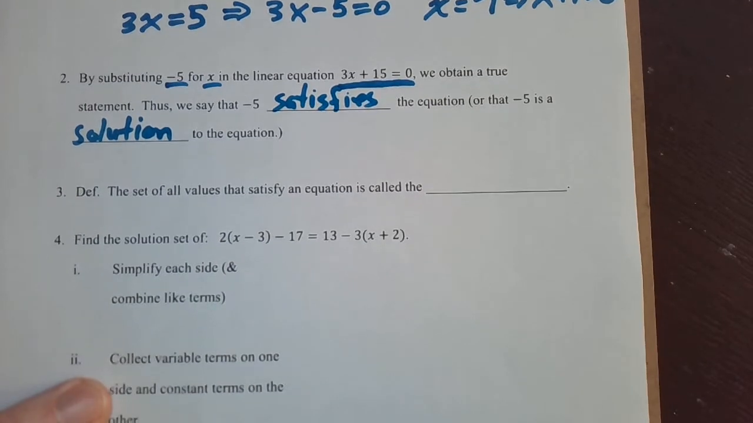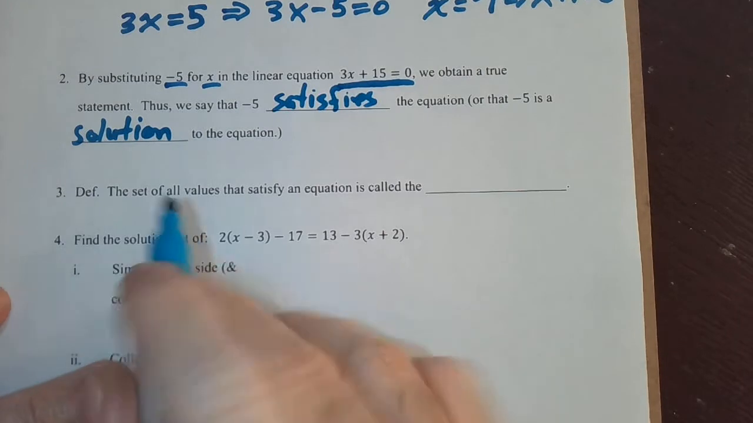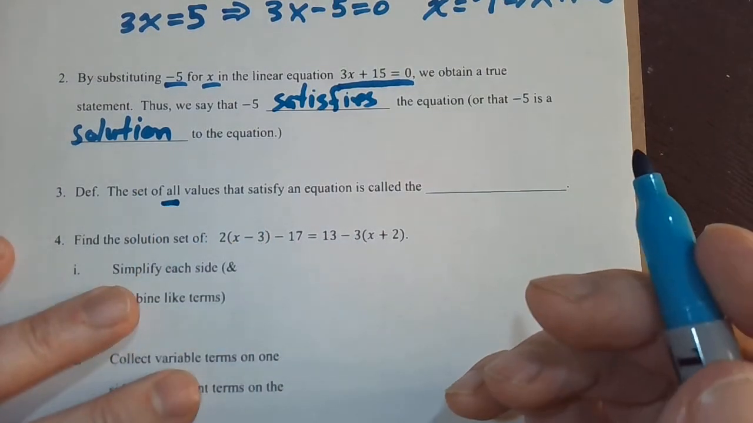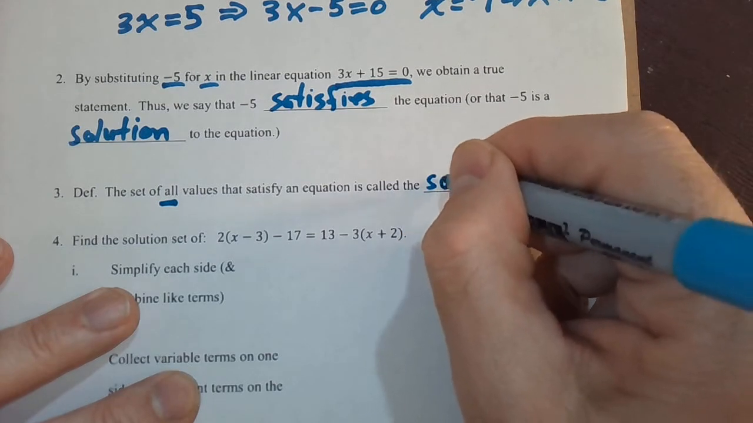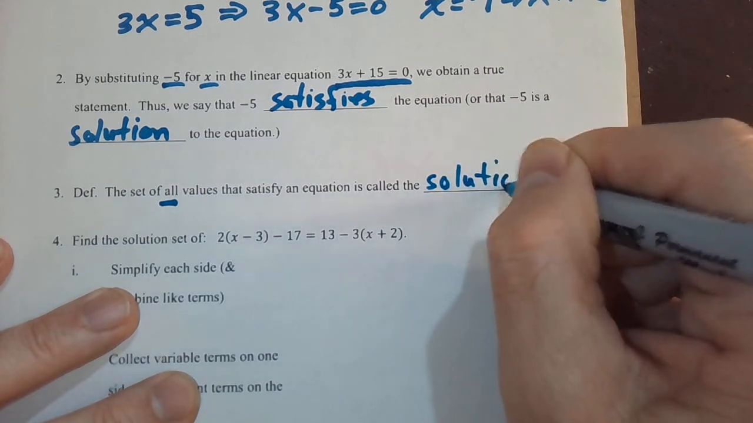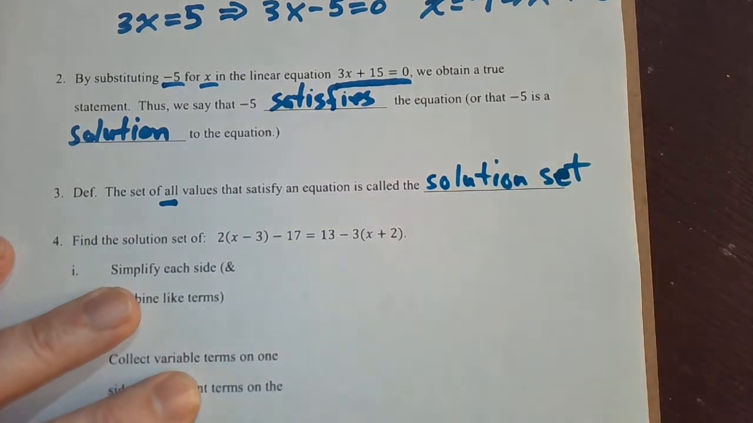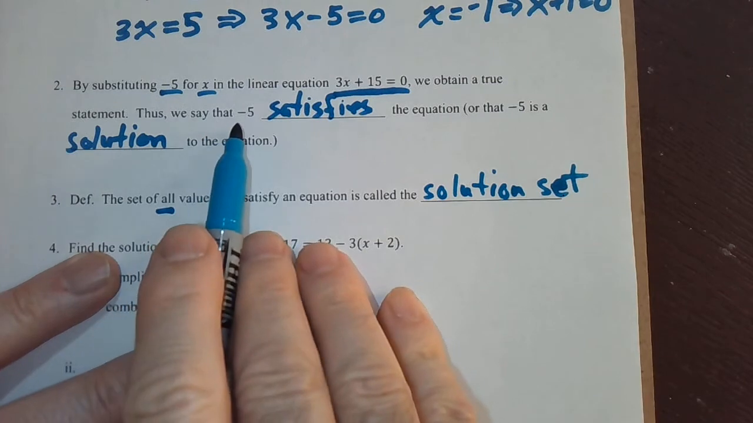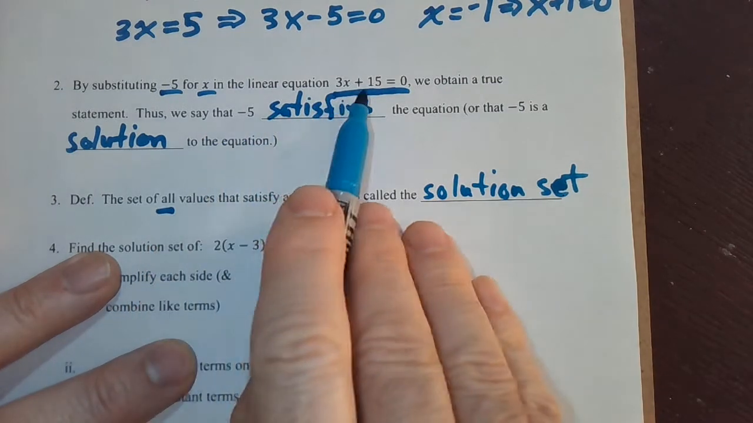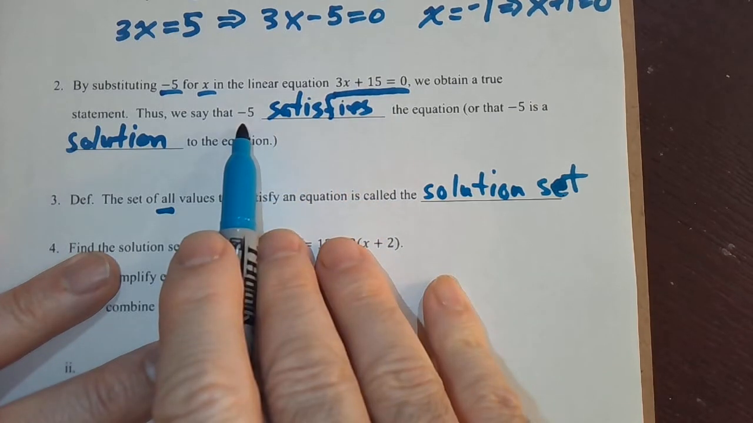All right? The number 3 is a definition. The set of all values that satisfy an equation is called not just a solution, but the solution set. It's the set of all of the solutions. So in our previous example, negative 5 was the only solution to this equation. So the solution set would consist of the set just containing negative 5.